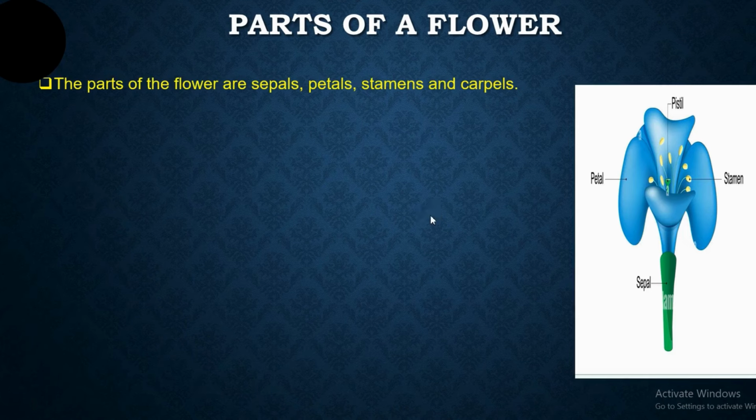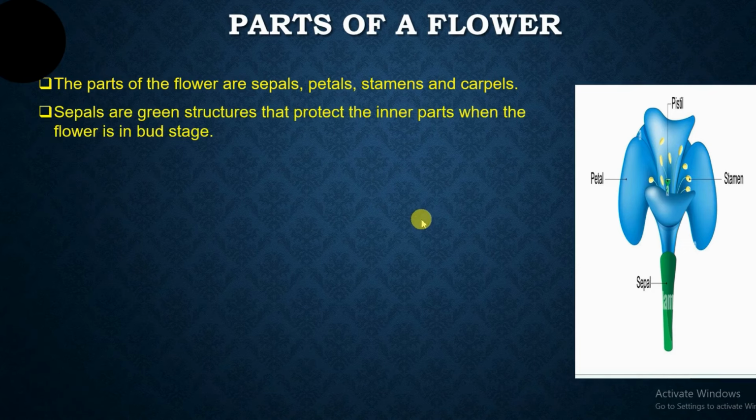So the four parts are the sepals, petals, stamens and carpels. Another name for carpel is the pistil. And then we have the sepals. As we have already discussed, the sepals are the green structure that protects the inner parts when the flower is in bud stage. So when you have a flower bud, the outer green covering is nothing but the sepals.